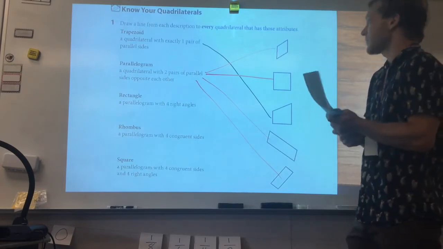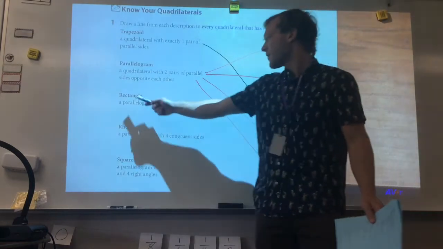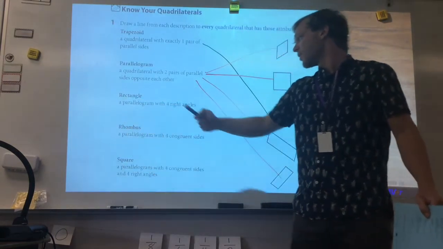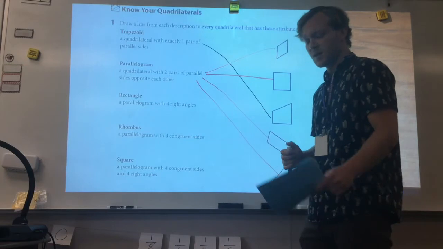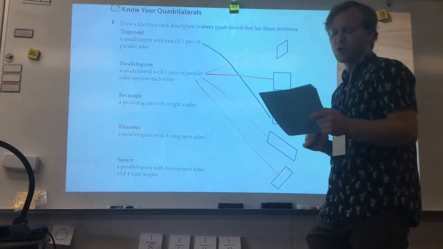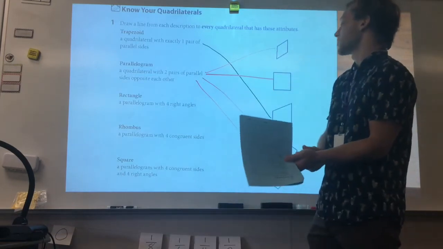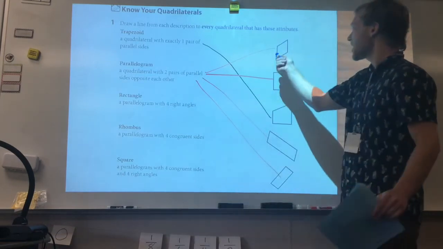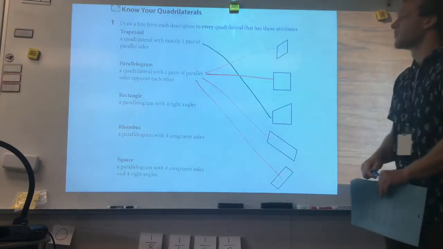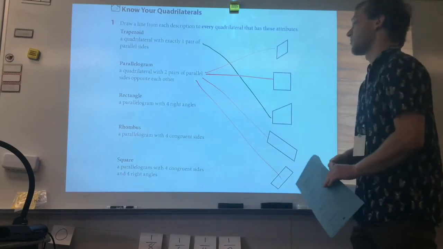Now, we're going to do the same thing, but for a rectangle. A rectangle, remember, is a parallelogram with four right angles. A rectangle is a parallelogram with four right angles. Un rectángulo es un paralelogramo con cuatro ángulos rectos, okay? So, does this shape have four right angles? No, so it's not a rectangle. It is a parallelogram, but it is not a rectangle.